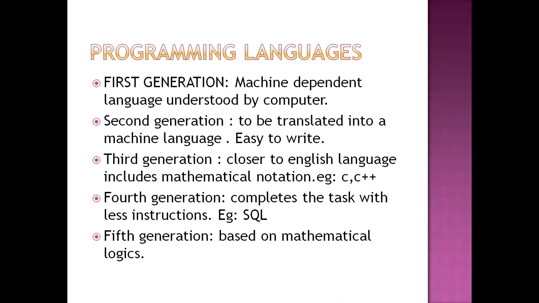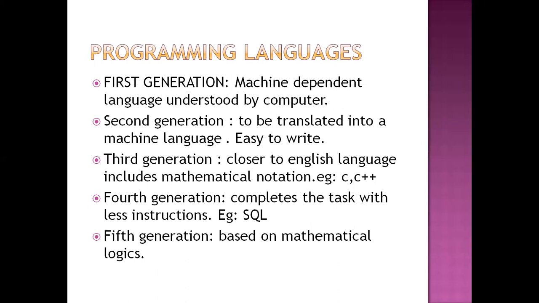Next, third generation language is the language which looks closer to the English language. But it contains some mathematical notations. Mathematical notations means some mathematical symbols like plus plus. You can see the example there, C, C++. C means it is an English term, so it is closer to the English language. Plus plus are the mathematical notations. This is one of the easiest languages to use and learn. But it takes more time for running the program.